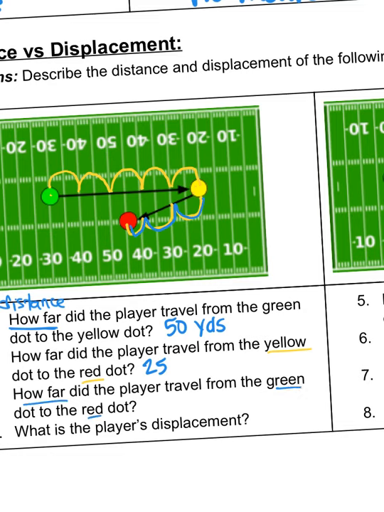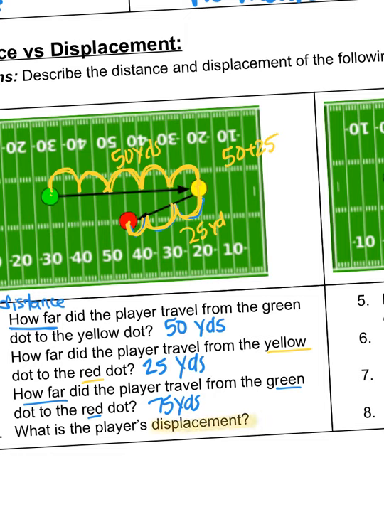How far did the player travel from the green dot to the red dot? So again, we're just talking about distance. So let's count. Are you ready? 10, 20, 30, 40, 50, 60, 70, no, 75. Now, remember, we basically said this is 50 yards and this is 25 yards. So if we're going to add those two together, it's just 50 plus 25, and we get 75.